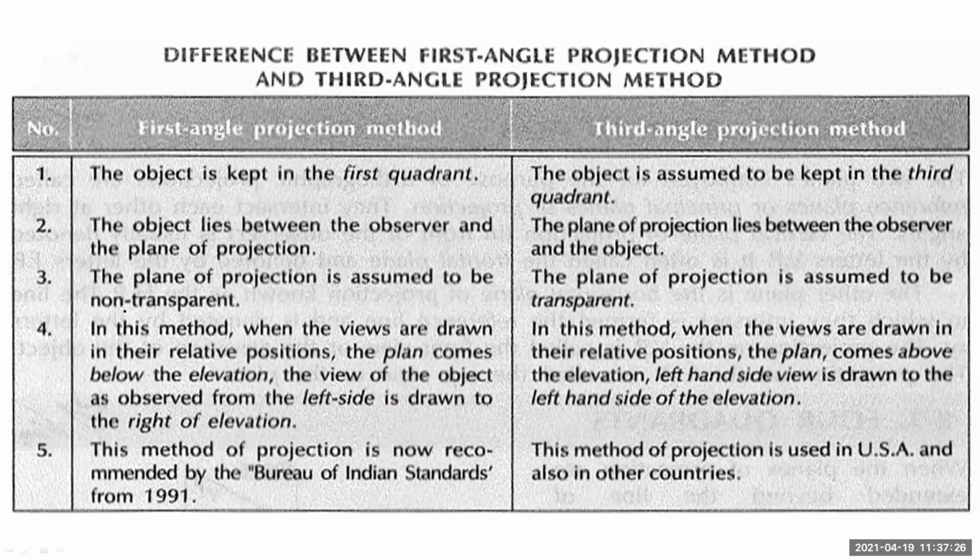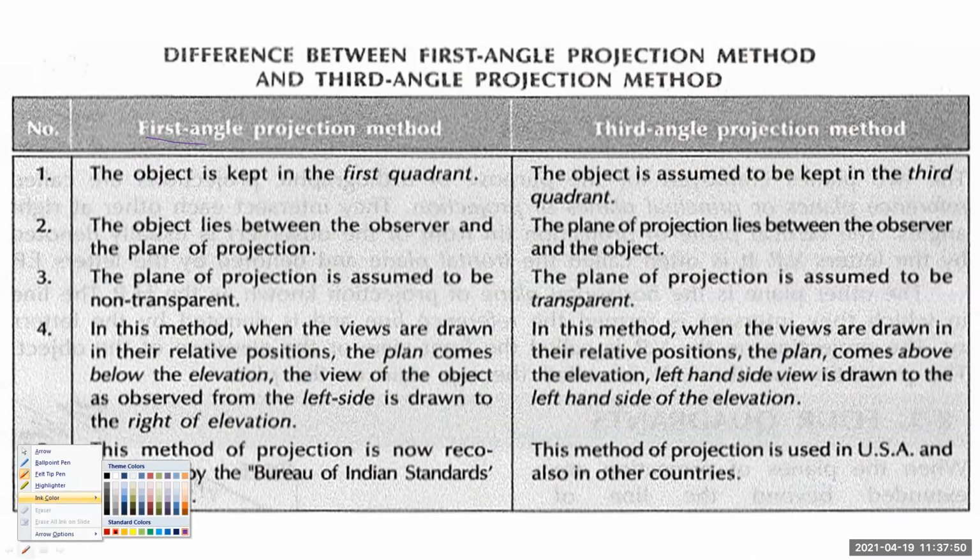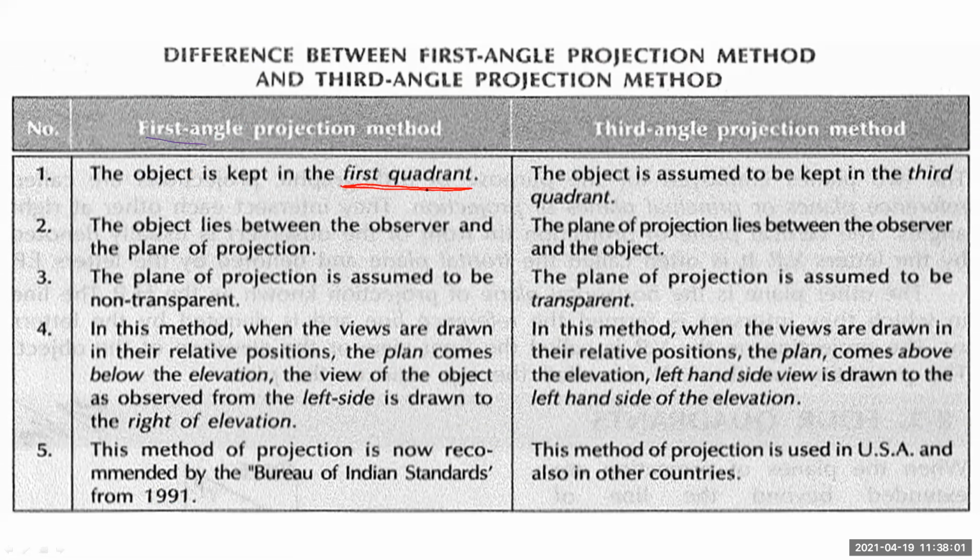Yes. So here now I have tabulated the difference between your first angle projection method and third angle projection method. So those all things were for your understanding purpose. Now this is what you have to write in your examination. Okay. So let's start with the first angle projection method. So here you can see the first difference is object is kept in first quadrant. Here the object is kept in third quadrant.